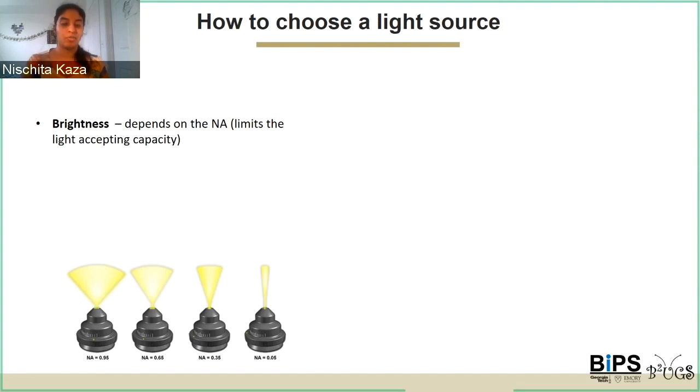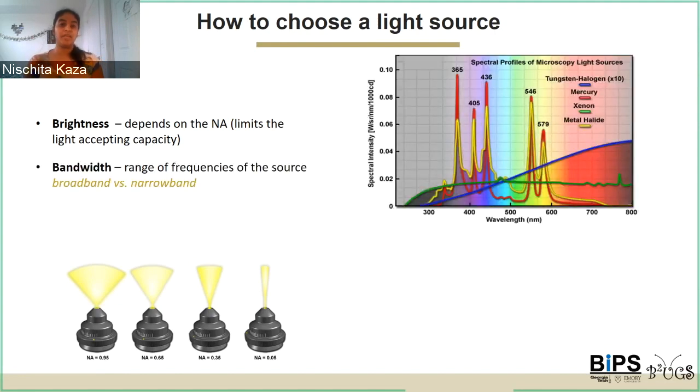Like we talked about before, numerical aperture essentially limits the range of angles of light that can be accepted by a system. So having a larger numerical aperture means that you can accept more light and therefore you have higher brightness. Another important factor is bandwidth, which refers to the range of wavelengths or frequencies that are emitted or given out by a light source.